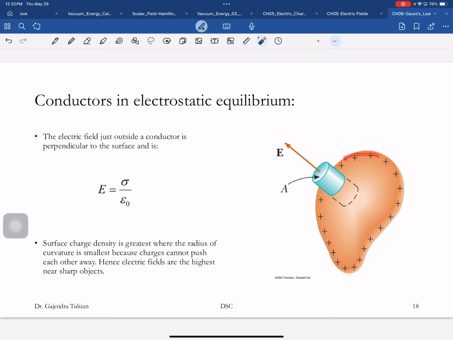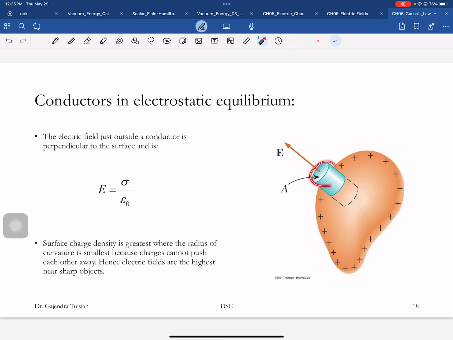Okay, so you put a bunch of charges on a conductor, and they distribute such that the electric field is always perpendicular to the surface. If it was like that, there would be a component parallel to the surface which would move charges. So you can't have any component parallel to the surface. It has to be perpendicular to the surface.